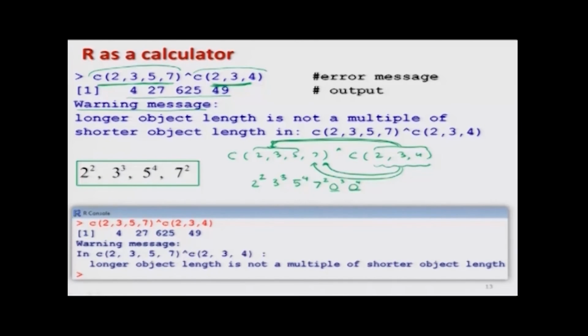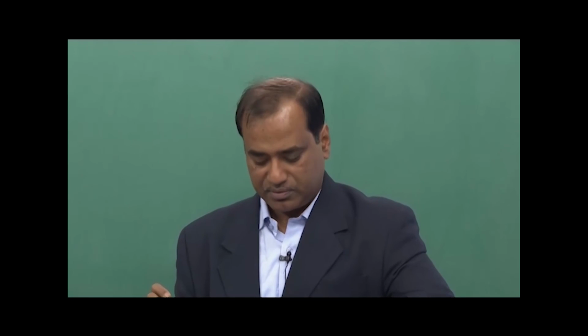So, that is the reason it is giving you a warning that these two combined vectors are not of multiple-times length. The same thing I have given here, you can try yourself: just type this and see the outcome in your R GUI window. Okay. Now, I come to another aspect.